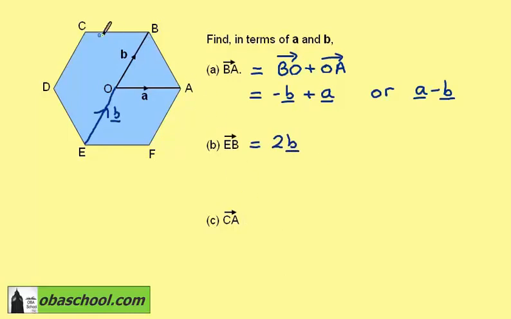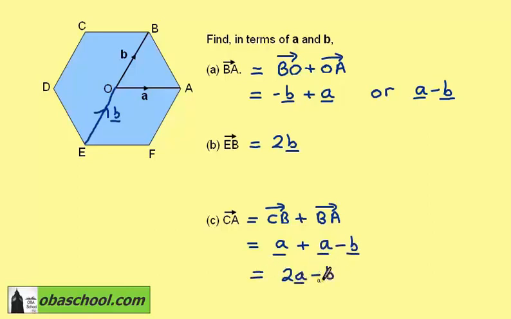Now let's consider CA. We could go via B. So our equivalent journey is that CA is equal to CB plus BA. Look at C to B. This is the same as going from O to A. So CB is a. BA is the answer to part a, which is a minus b. So we have 2a minus b.